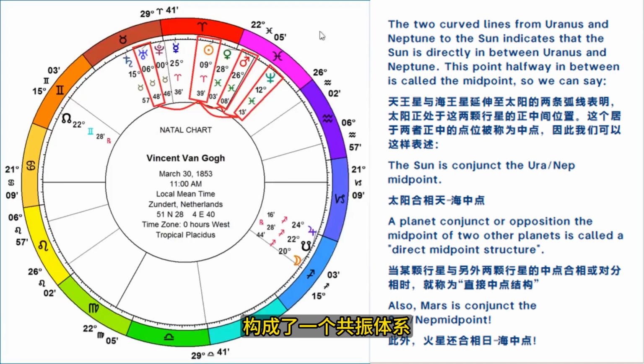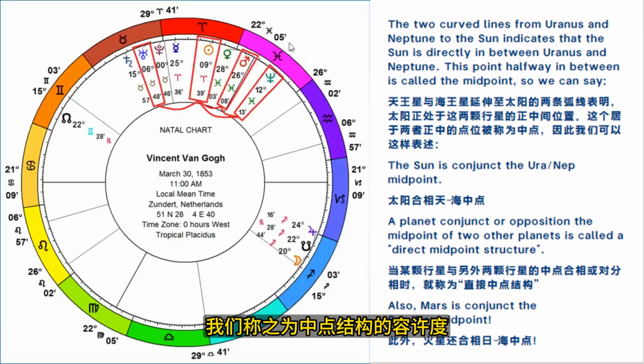And it's very exact. It's a 9-minute orb. So in other words, the Sun is conjunct the Uranus-Neptune midpoint with a 9-minute orb, almost exact. And of course, the smaller the orb, in other words, the closer the planet is to that exact midpoint, the more powerful it is. And in vibrational astrology, we put a huge emphasis on orbs.